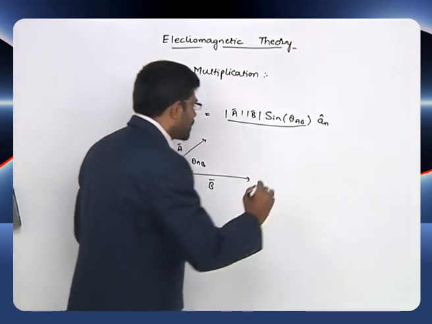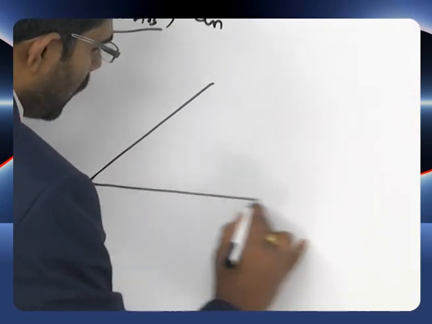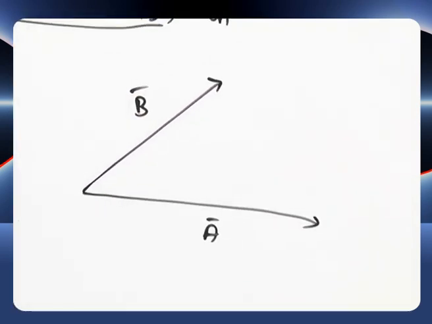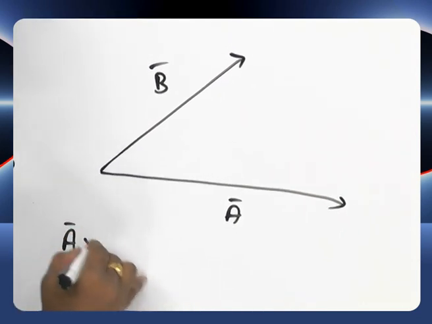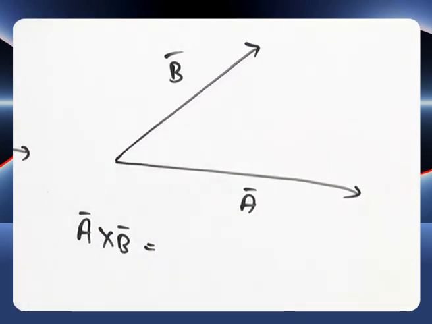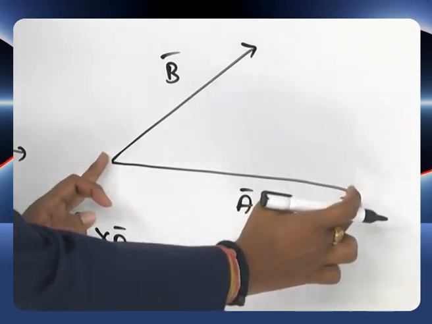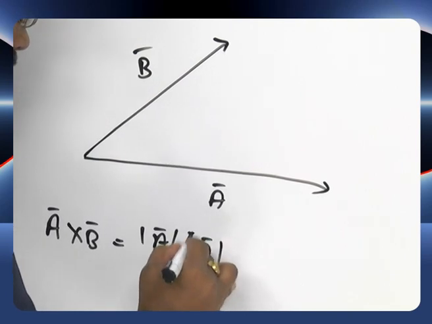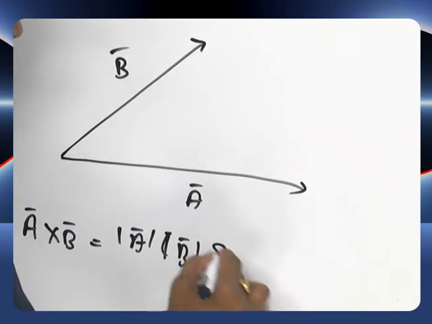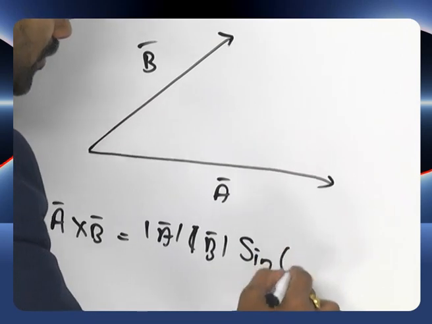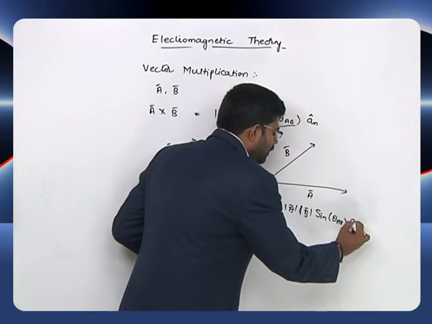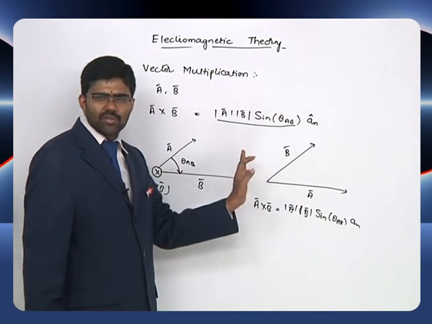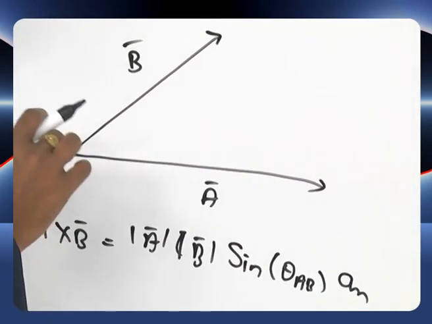If you take another example, let us take this as a bar and this as b bar. Now once again I am calculating a bar cross b bar. For this case, once again consider the magnitude of a bar, magnitude of b bar, and sine of the angle between them, that is sine of theta ab. That magnitude is the same as our previous one if you take the same vectors. But what is the direction of our a bar cross b bar?